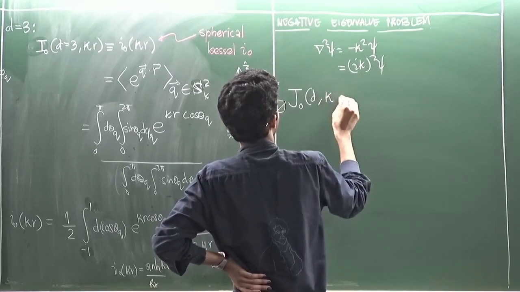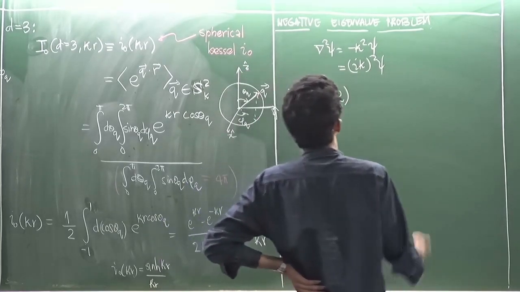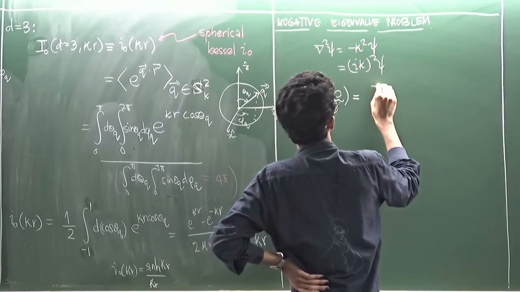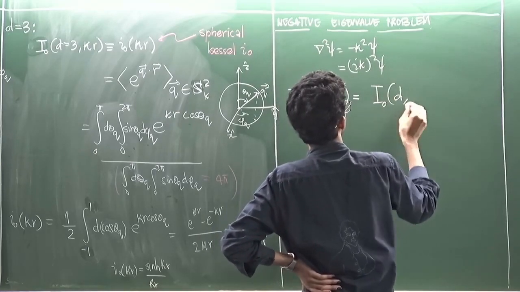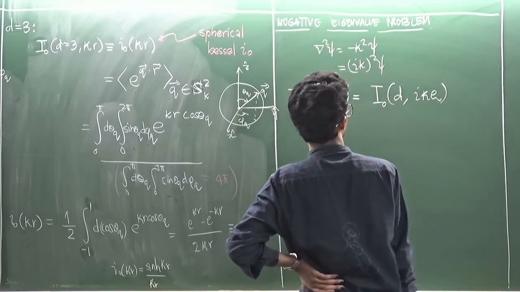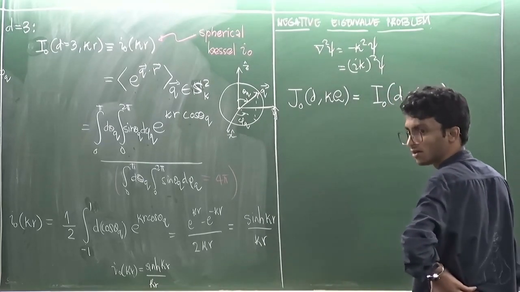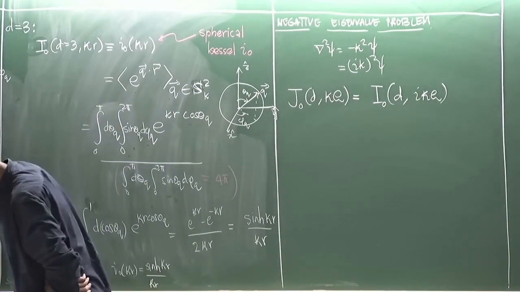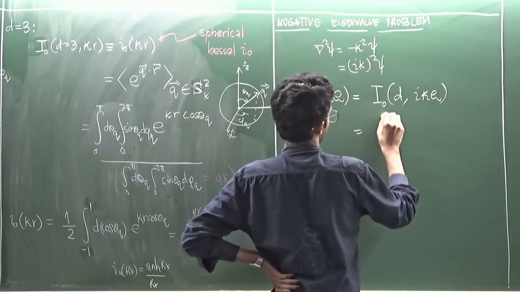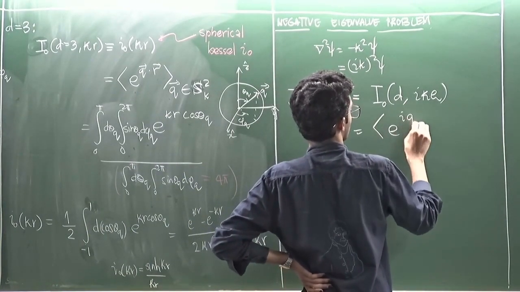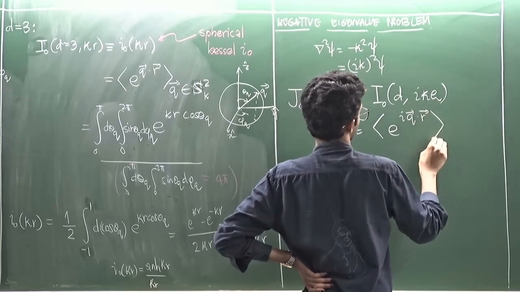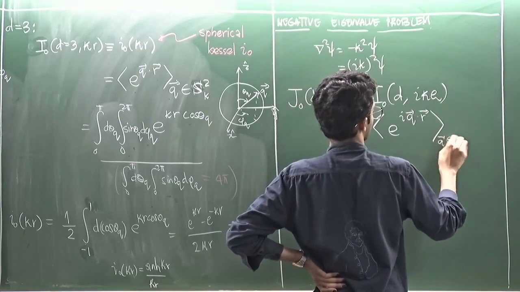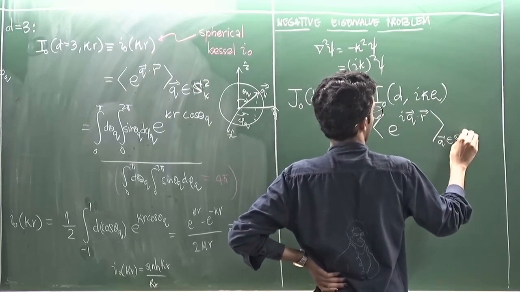Bessel J d kappa rho is just equal to I naught d i kappa rho. Which is just equal to the spherical average of e to the i q dot r, such that q dot q is kappa squared, in d dimensions.